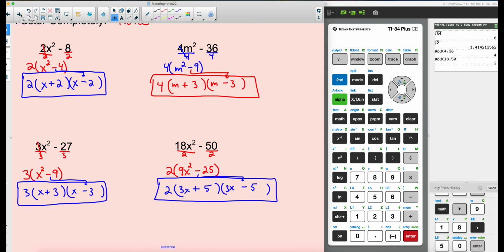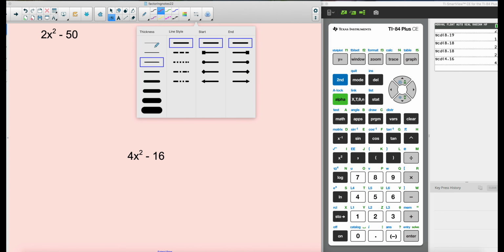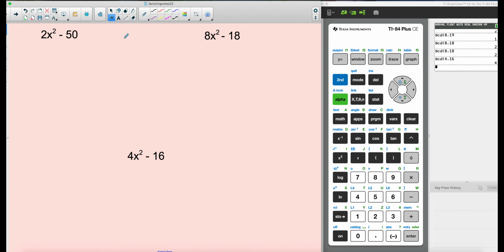Let's look at some more and then we're done. Okay, let's look at this one here. 2x squared minus 50. All right. So the GCF, greatest common factor, guys, is 2. So you pull out 2 and you open one parenthesis. Then you bring your 2 up to divide. What we do to one term, we always do to the next. 2 divided by 2 cancels, guys, leaving you with x squared, minus 50 divided by 2 gives you 25.